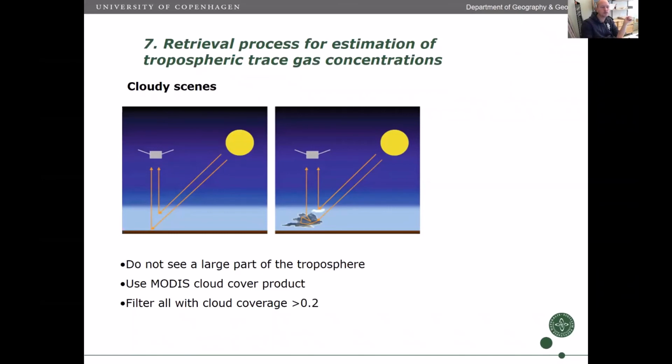Another issue we had was clouds. Like always, when it comes to optical remote sensing, we need to consider the problems with clouds. Clouds make us not see a large part of the troposphere. So, of course, we then need to remove measurements taken during cloudy conditions. There are cloud cover products, such as the MODIS cloud cover product, and then we can simply filter out all pixels which have a cloud coverage above a certain threshold, for example, 20% or so.